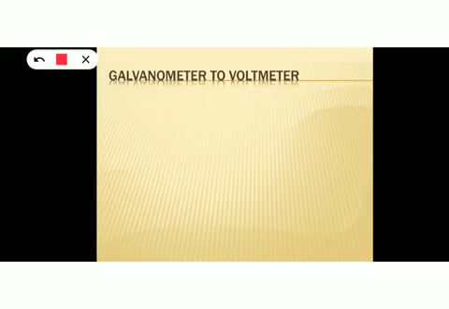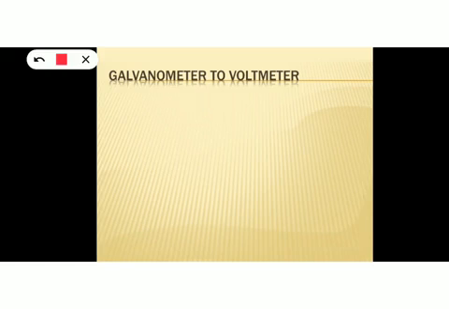Children, next let's discuss how we can convert a galvanometer to a voltmeter. So what do you think? What is the difference between a galvanometer and a voltmeter? When compared to a voltmeter, a galvanometer has less resistance. An ideal voltmeter should possess infinite or very high resistance, but a galvanometer has low resistance.